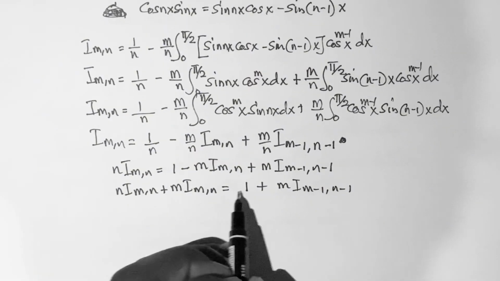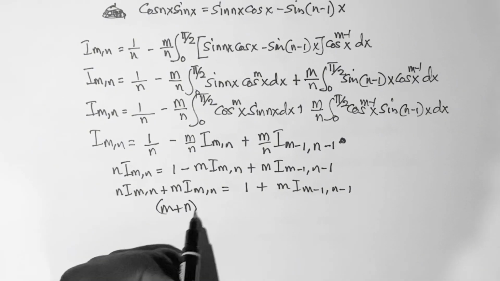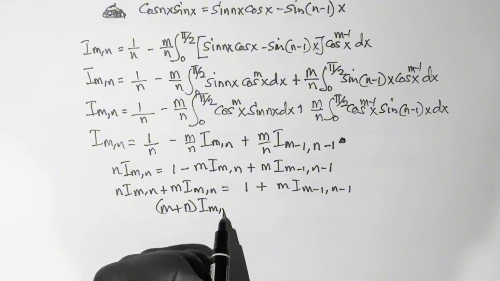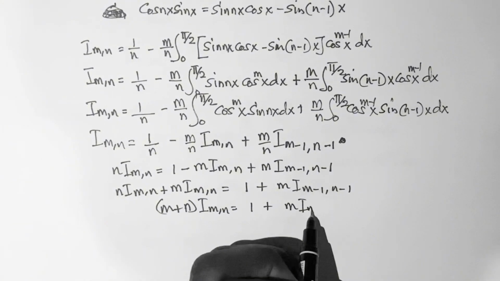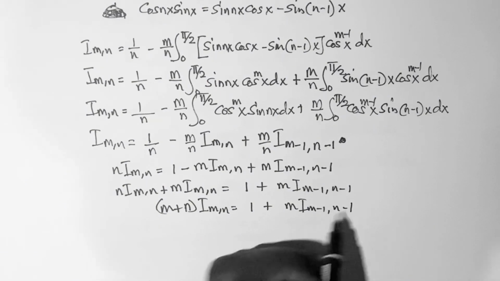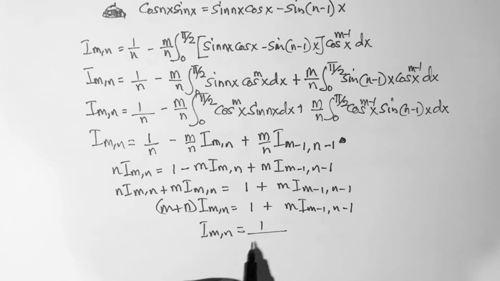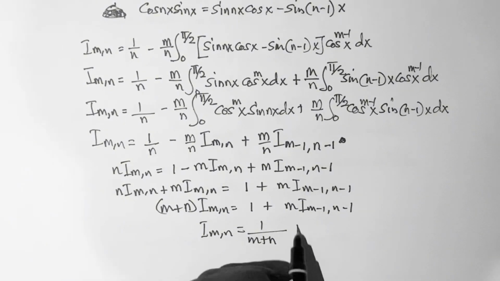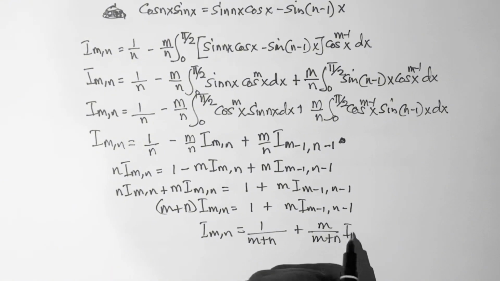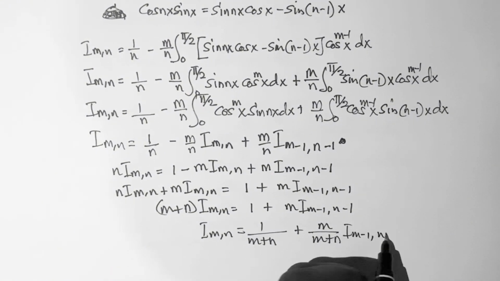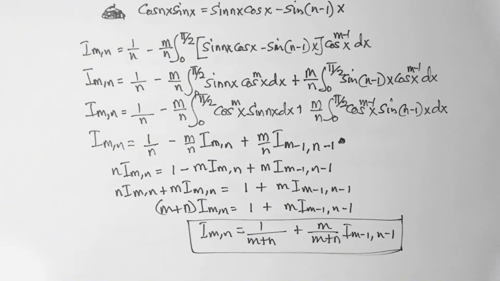So let's factorize I of mn out. So we are left with m plus n, then times I of mn equals 1 plus m I of m minus 1, n minus 1. So I of mn equals 1 divided by m plus n plus m divided by m plus n, I of m minus 1, n minus 1. And that is exactly what we were asked to prove in the question.